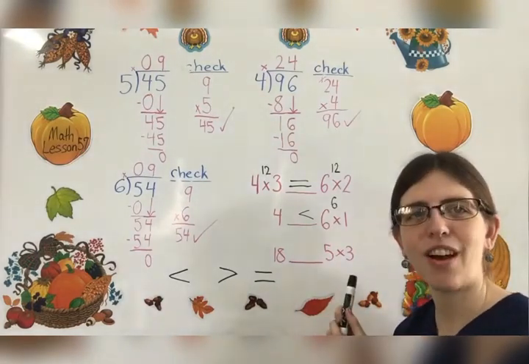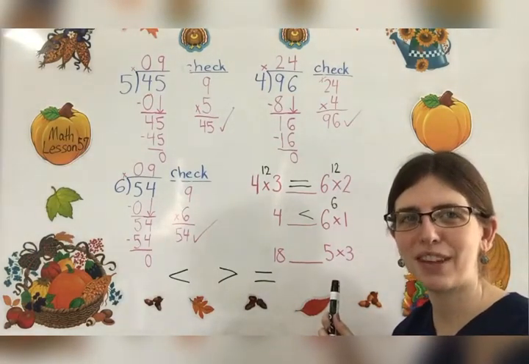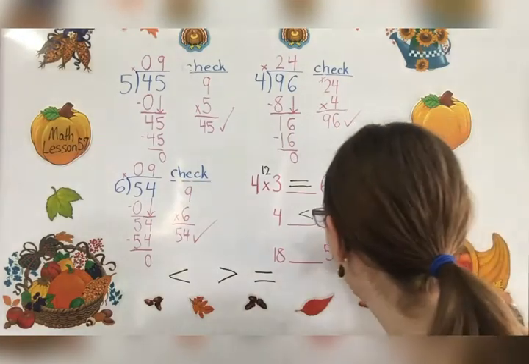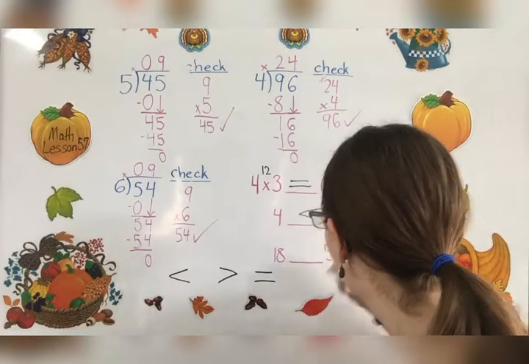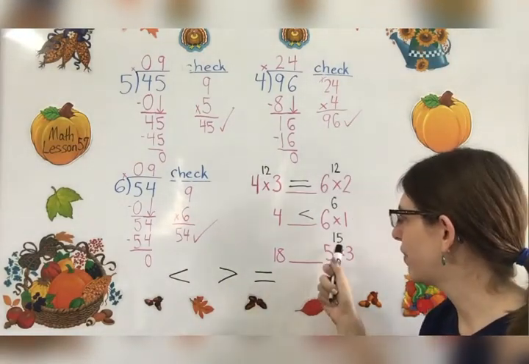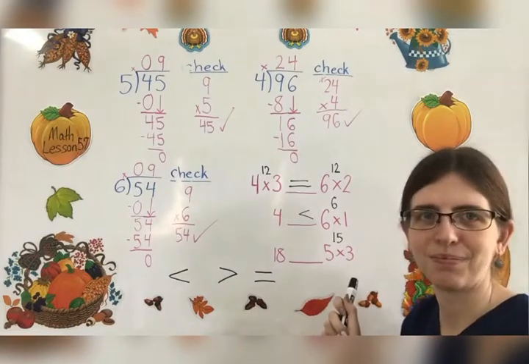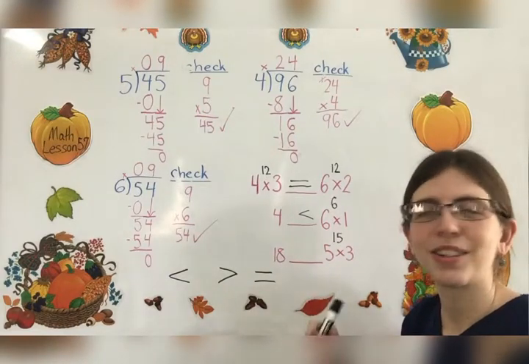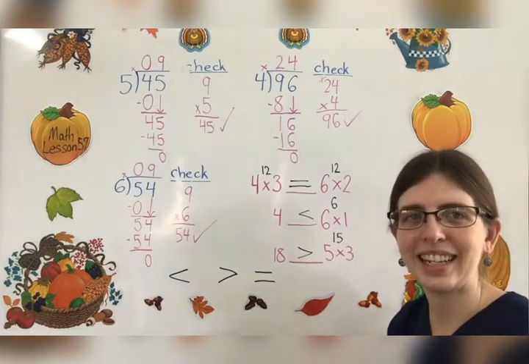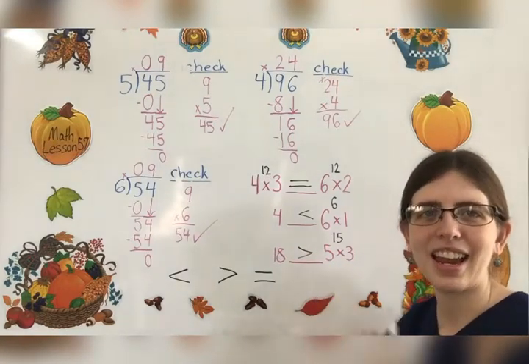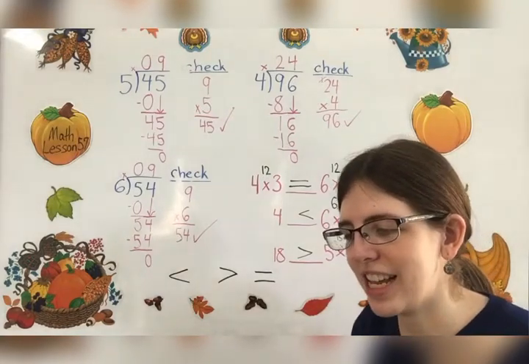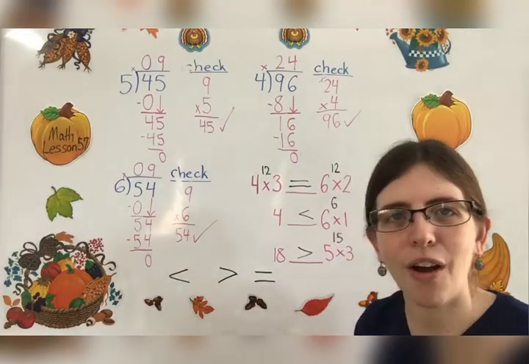Okay, letter C, 18, is that less than, greater than, or equal to 5 times 3? Well, first let's solve for 5 times 3. What is 5 times 3? 15, very good. So 18 is less than 15, greater than 15, or equal to 15? Greater than, that's right. The big open end towards the 18 because it's bigger than 15. Okay, so you now need to do letters D, E, and F on your own, just like we did it here.